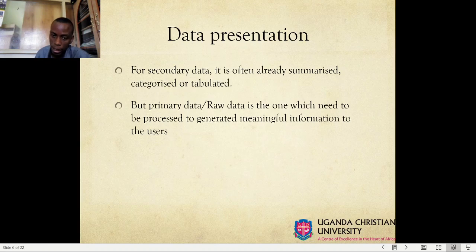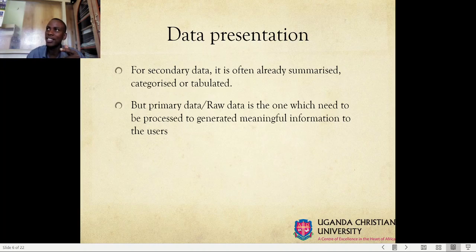Let me make something clear here. We are saying secondary data is often, not always, summarized. There are times you get secondary data which is not summarized, which is just the way people give it out, and then you have to summarize it.